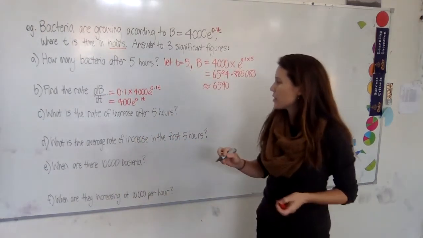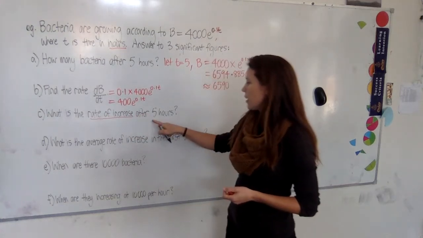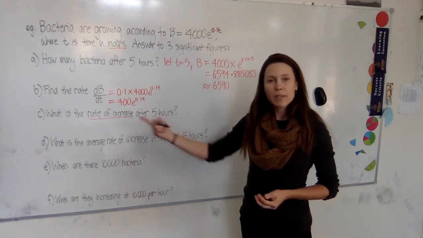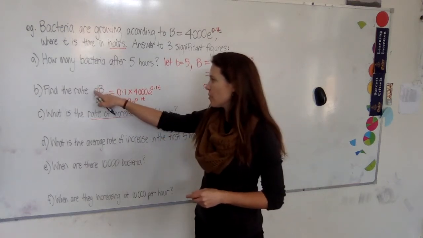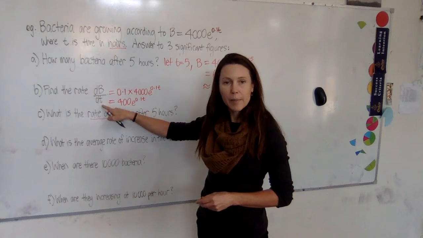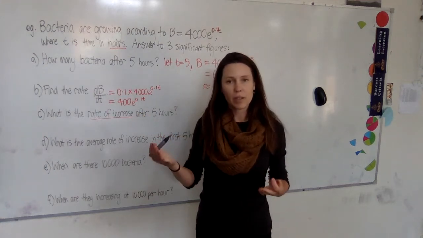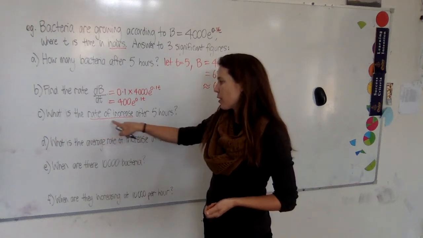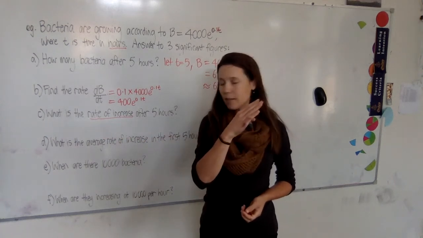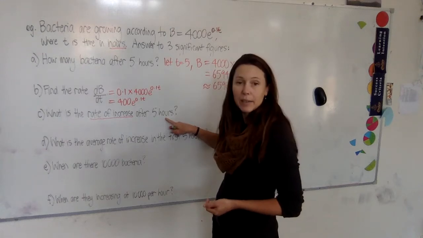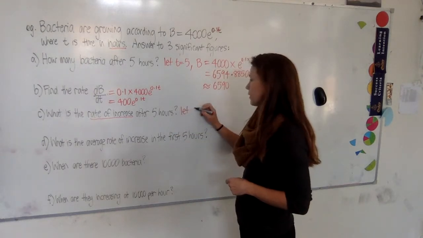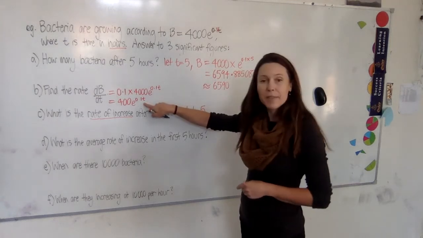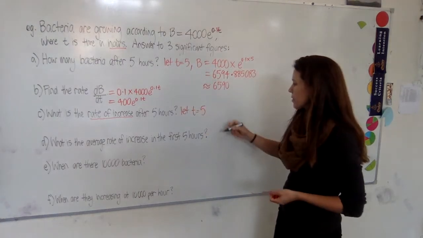For part C, it says, what is the rate of increase after 5 hours? Now, you need to think what the rate of increase is. The rate of increase in the bacteria is the change in bacteria with respect to the time. It's the steepness of the curve, if you like, isn't it? So what we need to do is find what the gradient is, because that will tell us what the rate is at the 5-hour mark. So let t equal 5, and we want to sub t equals 5 into this, because that will tell us the rate of increase.